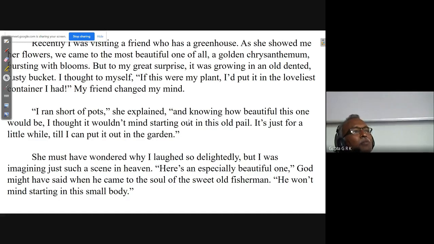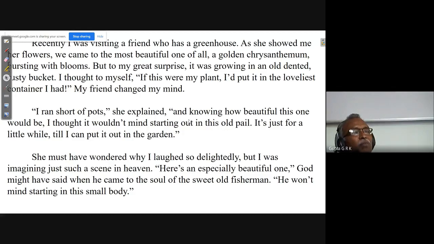I thought to myself, if this were my plant, I would put it in the loveliest container I had. My friend changed my mind. She said, "I ran short of pots, and knowing how beautiful this one would be, I thought it wouldn't mind starting out in this old pail. It's just for a little while till I can put it out in the garden."